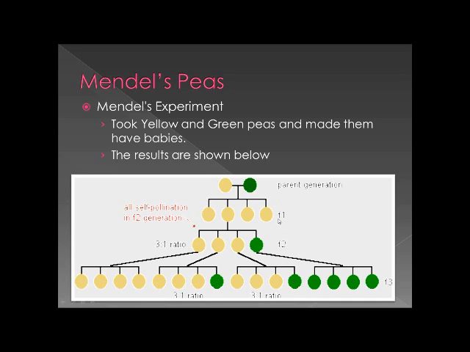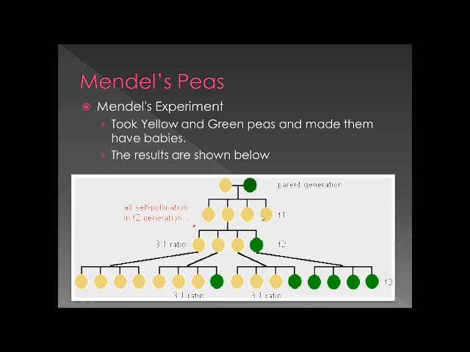Now, a cute little note here: when he did this, we have different terms for each one of these generations. So in the parent generation, he took yellow and green and he made them have babies to create a brand new set of genes, in theory. The F1 generation just basically means it's the generation after the parents. So basically, it's the parents' babies. That's the F1 generation. Now, what Gregor Mendel then did is that he made all of these kids also have babies. So basically, he inbred peas.